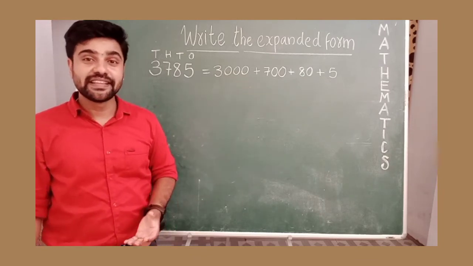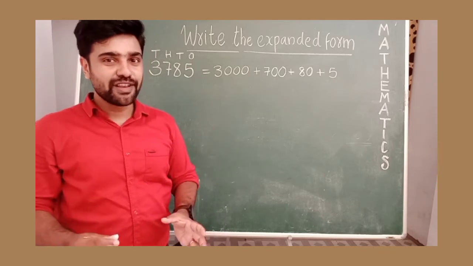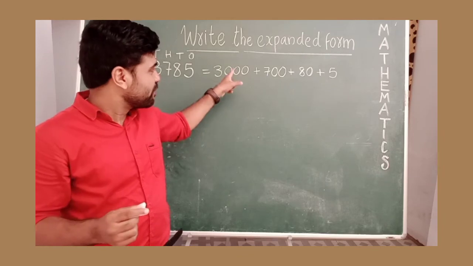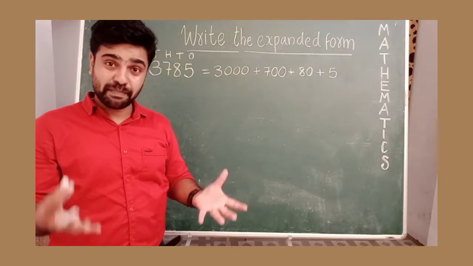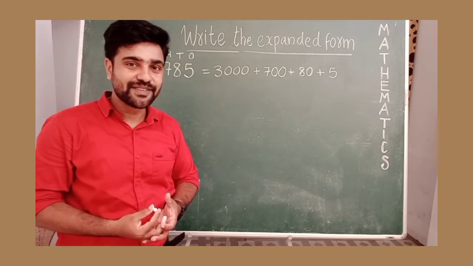And how can we write the expanded form? Very easy. Write the place values of each digit in the given number by putting a plus symbol between them, and that will be the expanded form of a number. Understood?